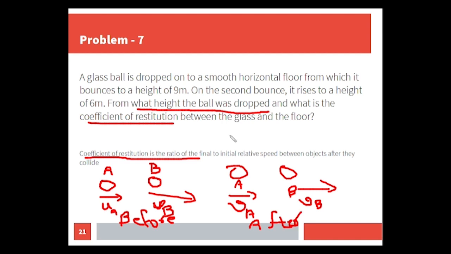So in this case we can write the equation of the coefficient of restitution e to be nothing but (VA minus VB) over (UA minus UB). This is the relative velocity of the two objects. It is the ratio between final and initial relative speeds of two objects after they collide. So this is the final relative velocity, this is the initial relative velocity, and that's the ratio.